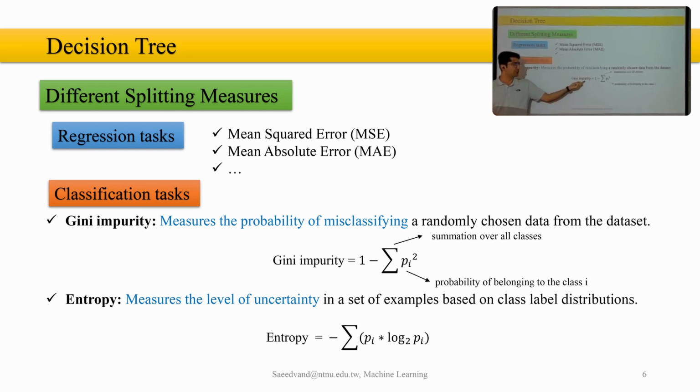Gini impurity is equal to 1 minus sigma of the probabilities, square of the probabilities. So this sigma is summation over all classes, and this p_i is the probability of belonging to class i. So if we choose one sample from the data set that we have, and we run Gini impurity, we find the probability of whether it belongs to that class or not.